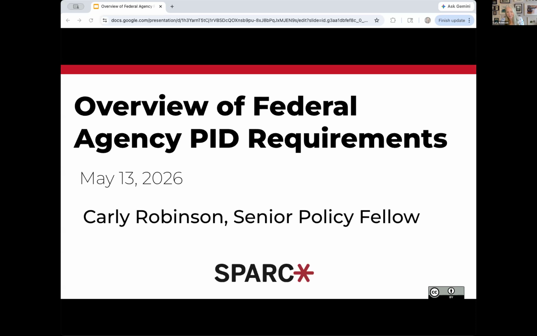The current administration is still generally supportive of these things. A lot of agencies have rolled this public access implementation into their gold standard science plans. So we still anticipate that agencies are moving forward with integrating persistent identifiers in these areas.